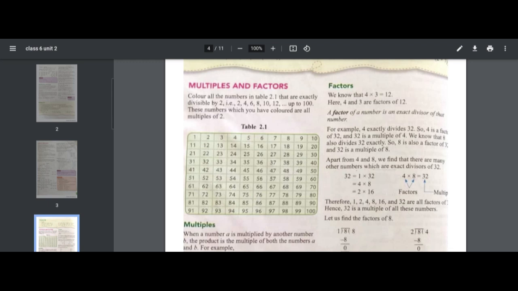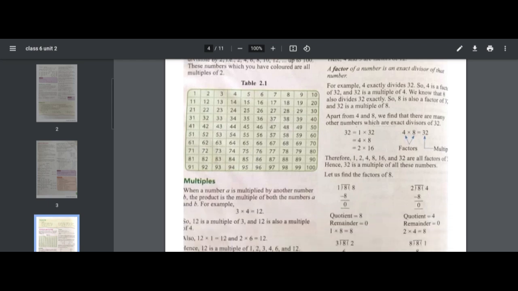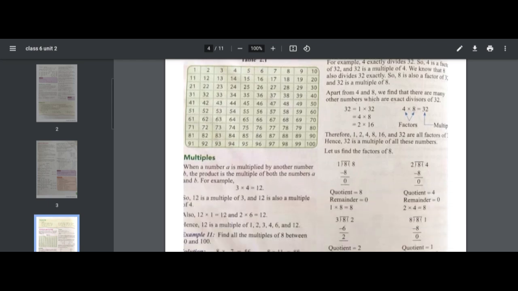Wait, can I also do 12, 22, 32? Yes, that is also right, because all these numbers contain 2, 4, 6, 8 and 0 at the end. So that shows these numbers are exact multiples and factors of 2. When you're done, we have to move to the next topic, which is multiples. Yep, I'm finished. I just circled the whole row. Okay.